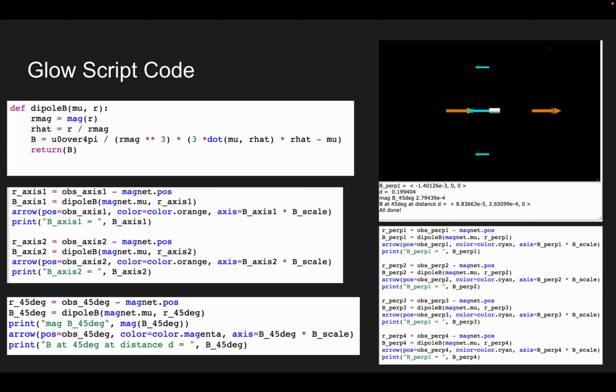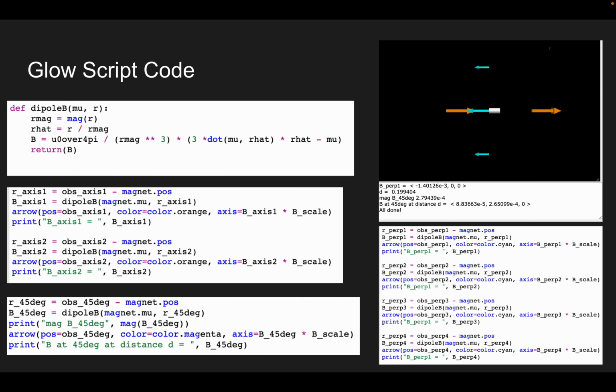Now for the GlowScript code, we first define a function to calculate the dipole at various points, and then we calculate the different observation locations and display arrows based on each observation location on axis as well as perpendicular. And then we finally calculate and print out the magnetic field at a 45-degree angle from the magnet.